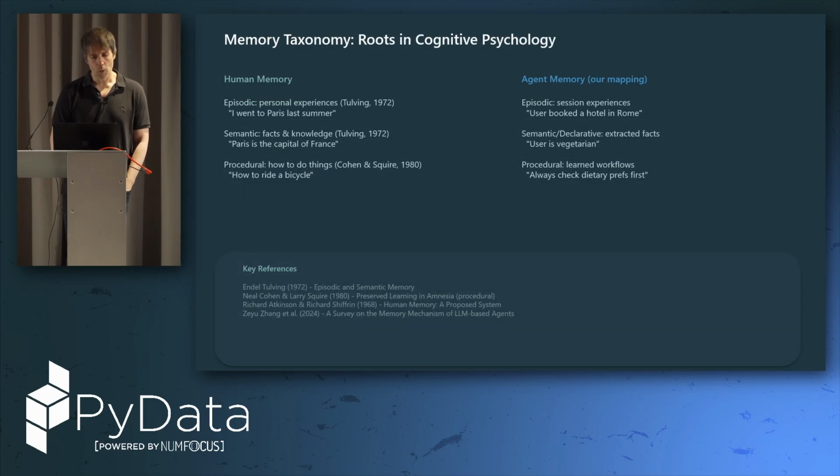And what this led to is papers by Endel Tulving and Cohen and Squire, who between them defined a taxonomy of the different kinds of memory that would pass through those states. Okay, so episodic memory would be personal experiences. I went to Paris last summer. Semantic facts and knowledge would be things that don't change. Paris is the capital of France, and so on. And procedural would be learned workflows of how to do things, how to ride a bicycle. And you can see the analogs there for our mapping in this travel experience.